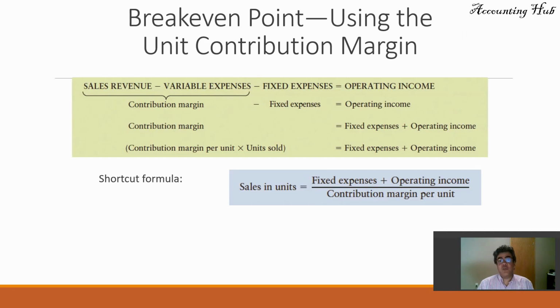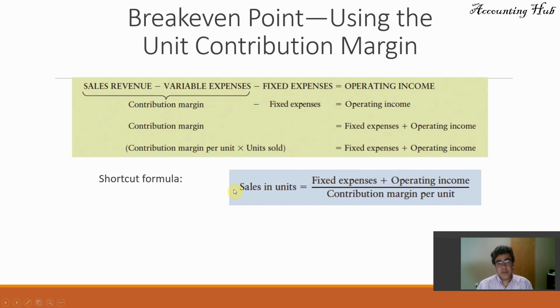Or we can go further, and then we can use the contribution margin approach. That is the most used one. Sales revenue less variable expenses is contribution margin. Less fixed expenses equal operating income. What is contribution margin? Contribution margin per unit times units sold. That is what we want to find.